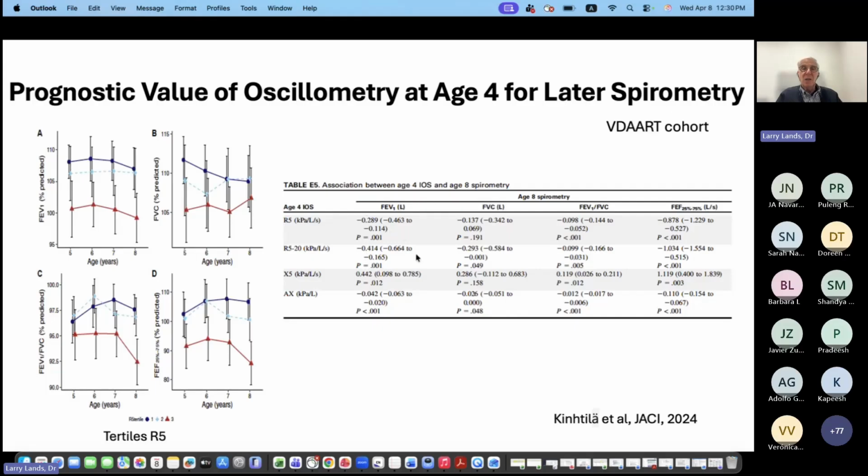It was certainly quite sensitive to resistance and reactance and the area under the reactance curve. So it's worthwhile tracking and pointing towards those who, when they're old enough to do regular or standard spirometry, you will see that there are ongoing differences.